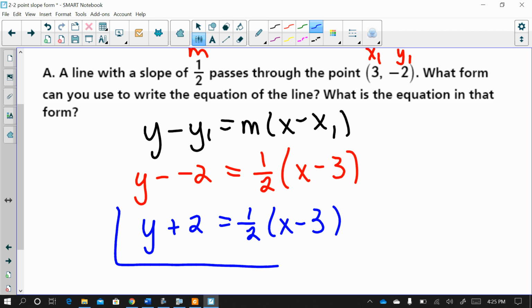And this is how you do point slope form. Now, it's going to be super, super tempting to want to distribute and keep going to get it to y equals mx plus b. But stop here. This is point slope form. Do not go any further. Okay, this is your final answer. And that's it.